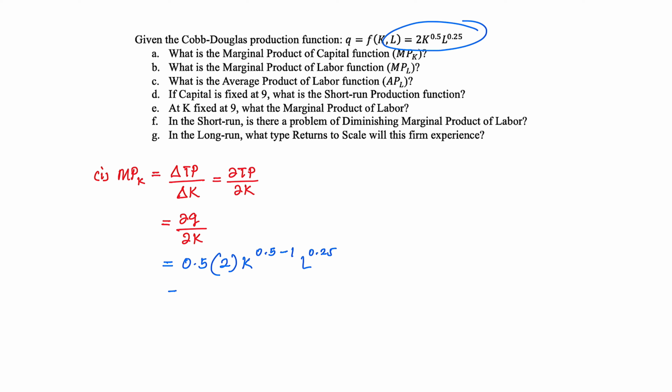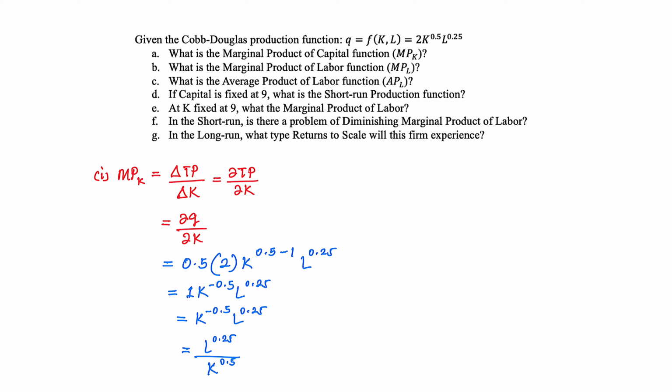So simplifying what we have, 0.5 times 2 will give us 1. And then we have K raised to power 0.5 minus 1, that's minus 0.5, and then L raised to power 0.25. So simplifying this simply means we have K raised to power minus 0.5 multiplied by L raised to power 0.25. And you can rewrite this as L raised to power 0.25 divided by K raised to power 0.5. So we brought the K down to get rid of the minus in the power.